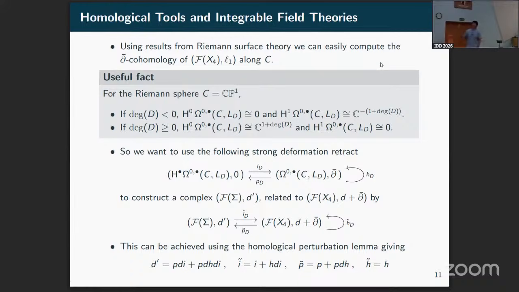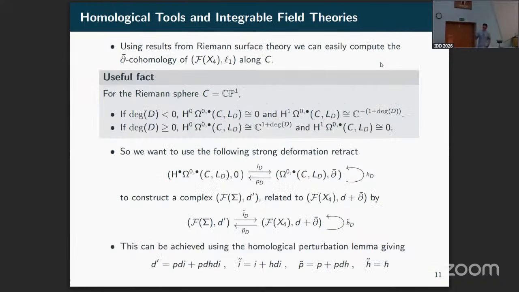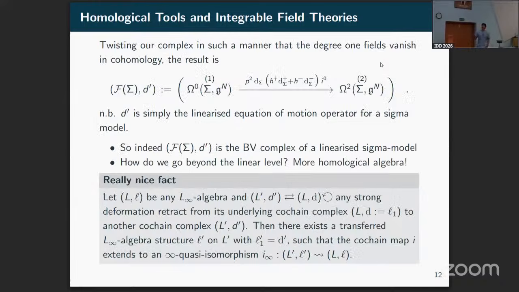This is going to be quite important later, and the I's get modified by up to this homotopy, and so do the P's. So we can go ahead, take this complex, pass to cohomology, and this is the result.